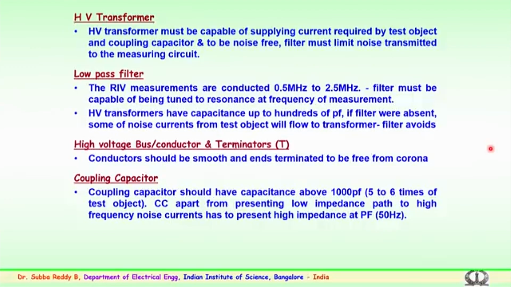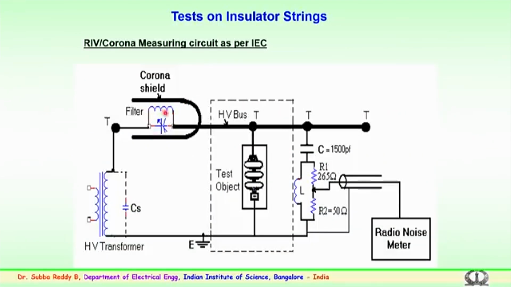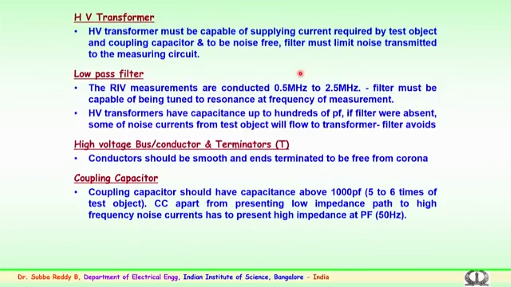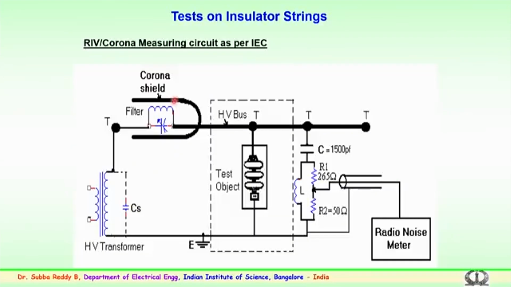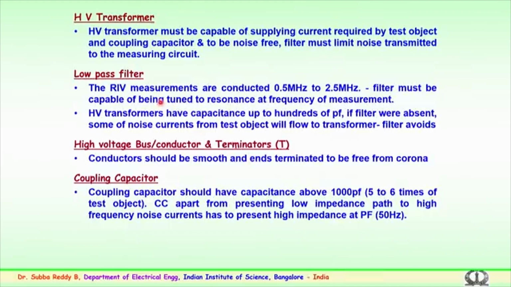And the filter which we have discussed is a low pass filter which is connected here. Its main function is to limit the noise which is being transmitted to the measuring circuit. The filter connected near the transformer has two important functions. It prevents noise from the transformer reaching the test object, and also the noise generated from this side is prevented. The RIV measurements are generally recommended to be conducted at 0.5 megahertz to 2.5 megahertz. This is the standard specification, and as per the utilities and manufacturers, the value will be decided where the measurements have to be carried out.